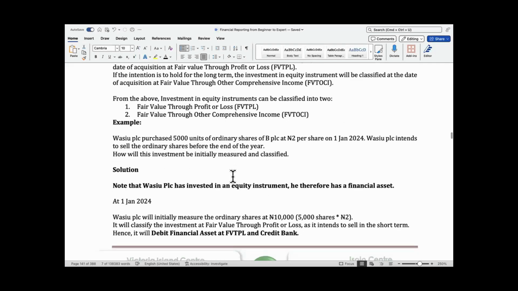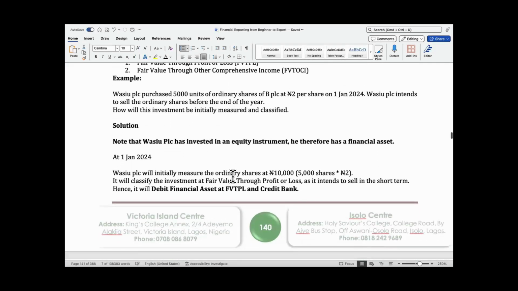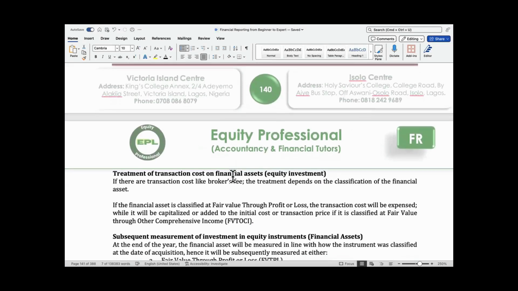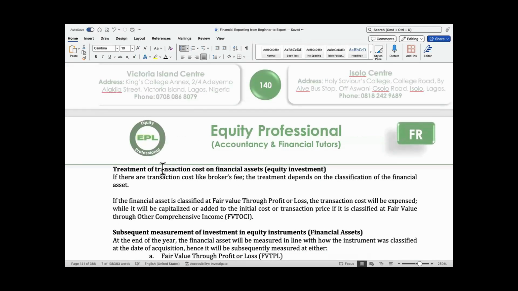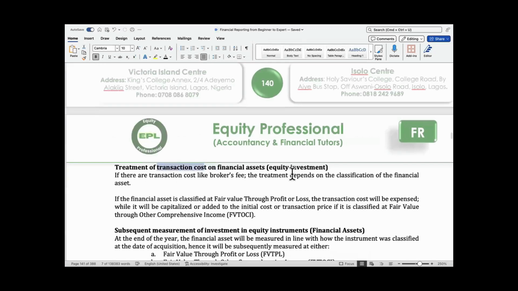So again, when you buy shares, there are always transaction costs. And the treatment of these transaction costs depends on the classification. If the financial asset is classified at fair value through P&L, you are going to expense the transaction cost. But if the financial asset is classified at fair value through OCI, you will capitalize the transaction cost.